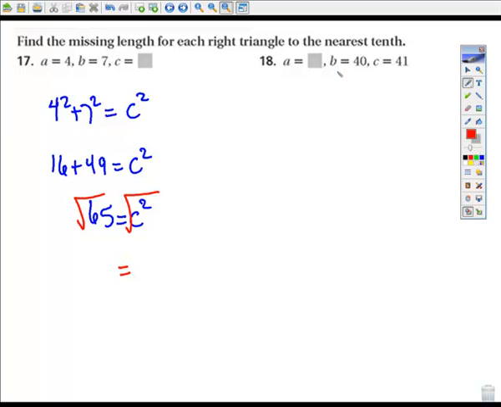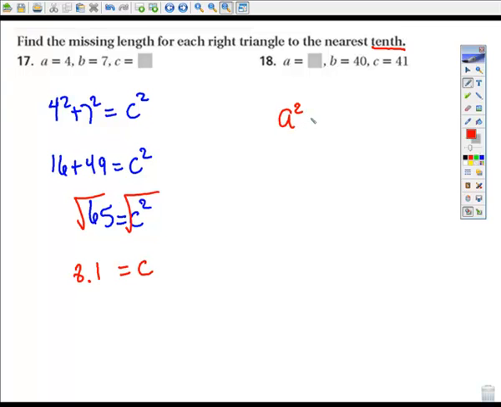Now, I have to pay attention to my directions because this says round to the nearest tenth. I know it's 8 point something, so the square root of 65 is 8.1 because it's 8.06, which rounds to 8.1.